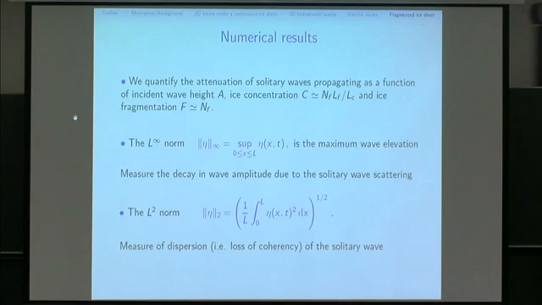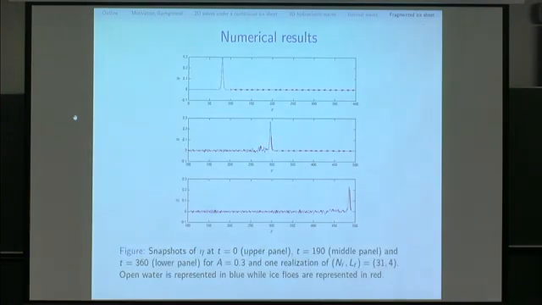And we look at two norms. We look at the maximum elevation, and we look at sort of scattering. So we use the L infinity and L2 norm of the eta. And here is an example of a result.